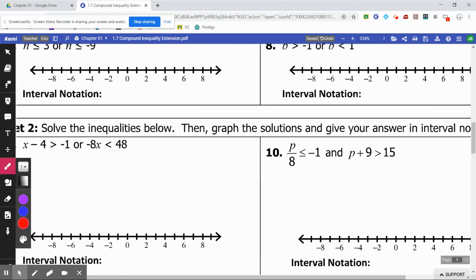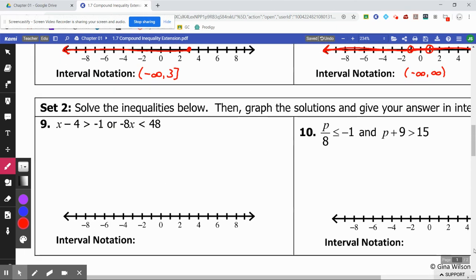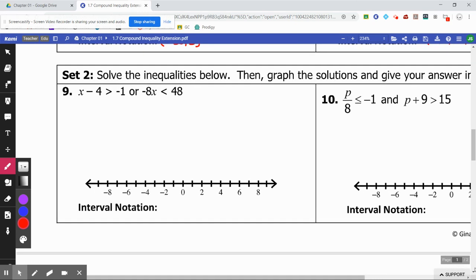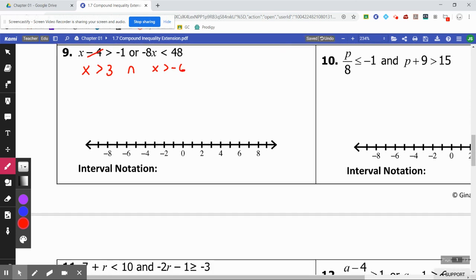Now the next ones we're doing the exact same thing, except they're giving us an inequality to solve first. So number 9, step number 1, let's solve the two inequalities. Get rid of -4, we're going to add 4, so you get x is greater than 3, or divide by -8, make sure you flip your symbol over. That'd be x is greater than -6. So x can be any value greater than 3. This is an or statement, so either set of x's is included in the final solution.